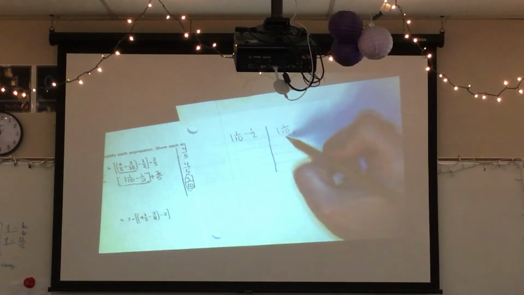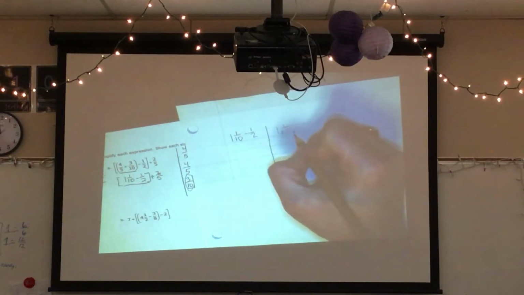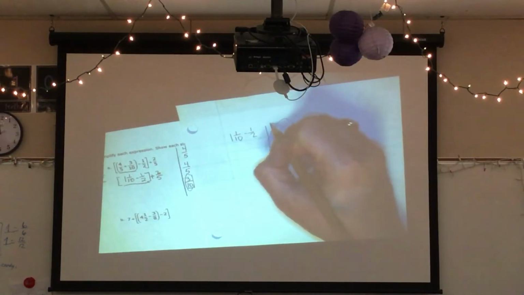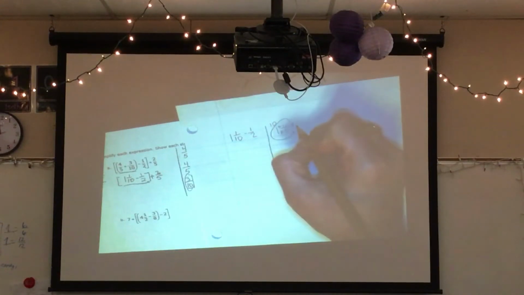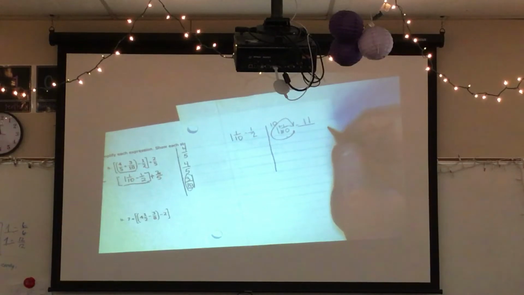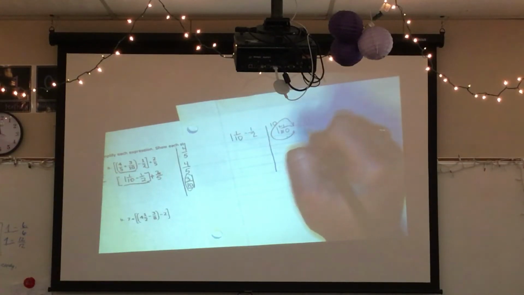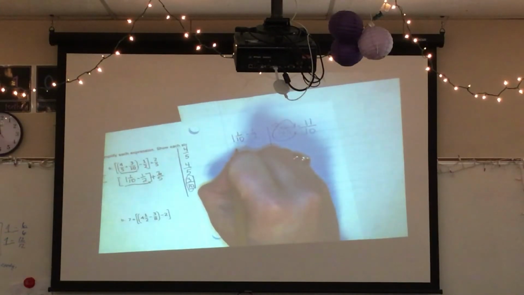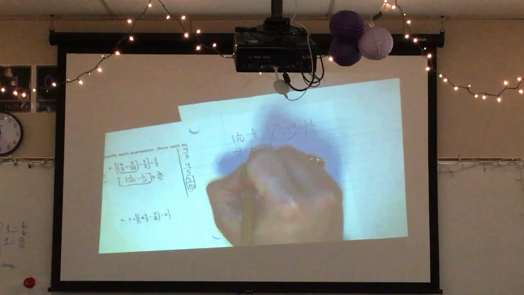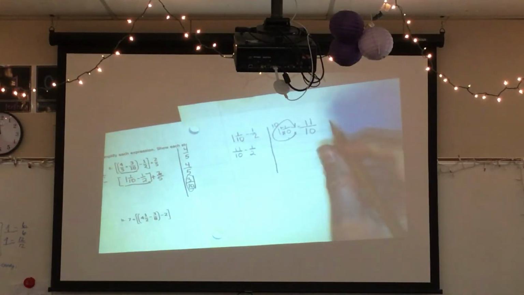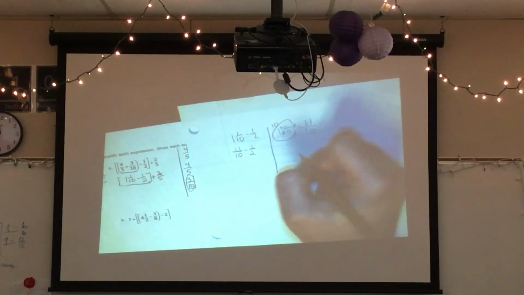I take my denominator times my whole number, add my numerator to give me my new numerator. My denominator stays the same. So underneath 1 and 1/10, I'm going to put 11/10. Now, can I find a common denominator using a ratio table? Yes.